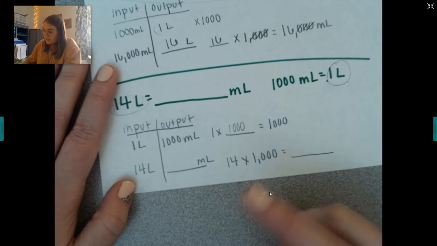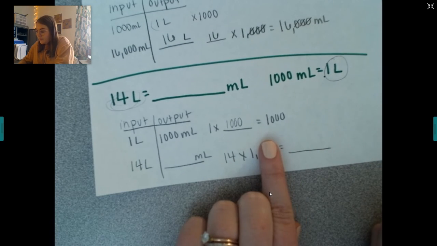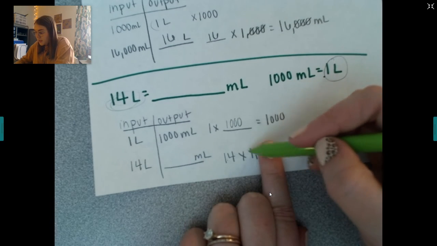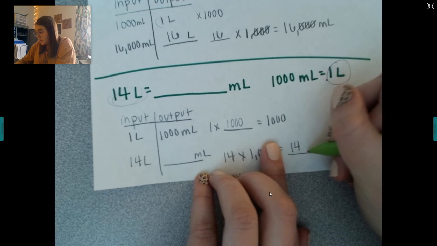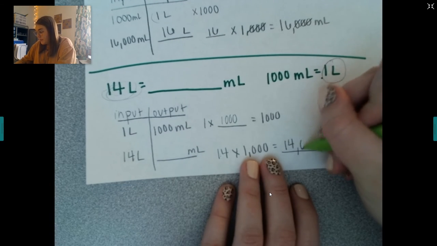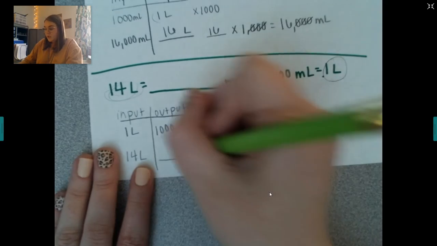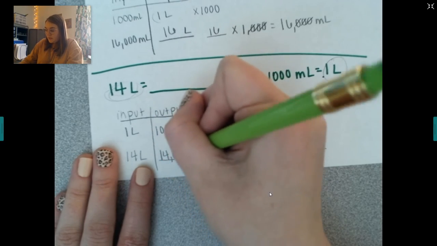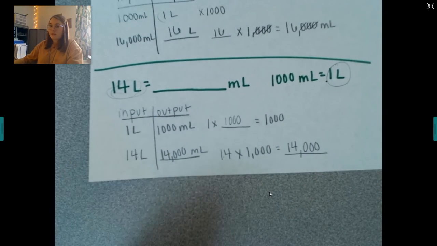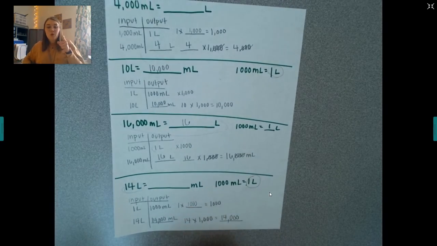So what's 14 times 1,000? Well, you know I cover up my zeros and I do 14 times 1. So I get 14. Then I have to add my 3 zeros back in. So my answer is 14,000 milliliters.